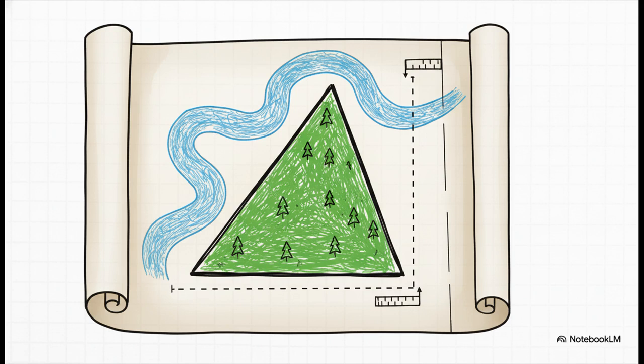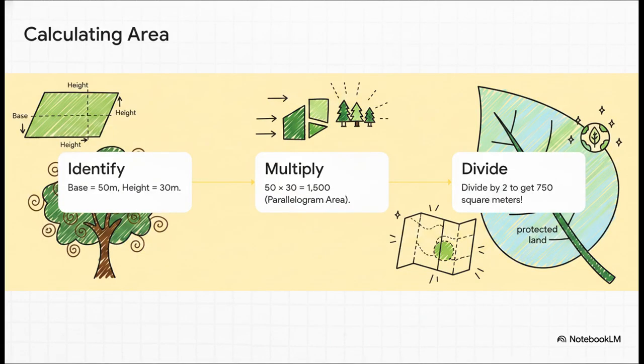The surveyors have done their part and measured it out for you. It has a base of 50 meters and a perpendicular height of 30 meters. So the big question is, what is the exact area of the land we need to protect? Let's solve this together using our new math superpower.